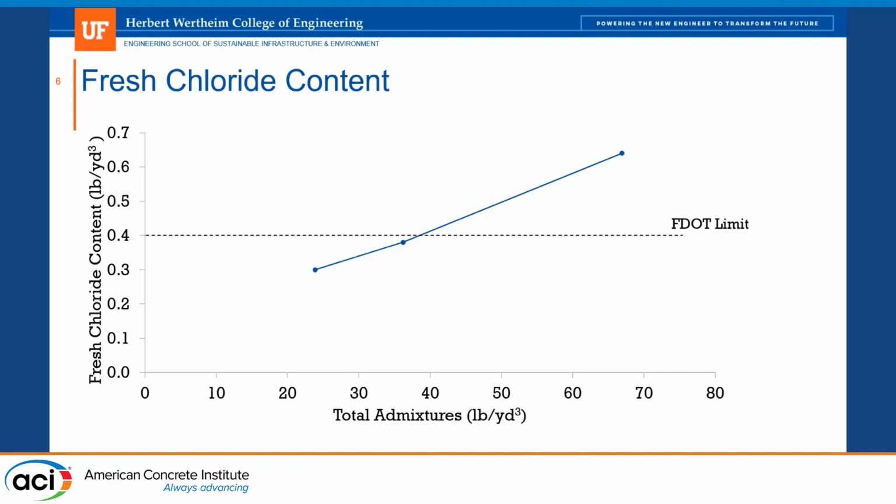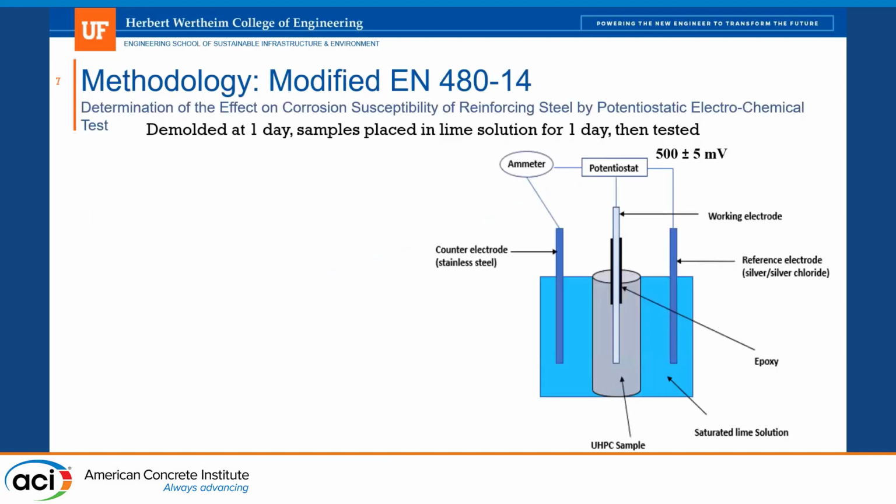So then how do we test the chloride in these admixtures? We followed a European method called EN 480, version 14, and we made some modifications. First, we used UHPC instead of normal concrete, and then we played with the dimensions of this test, and also we used a strand wire for this test.